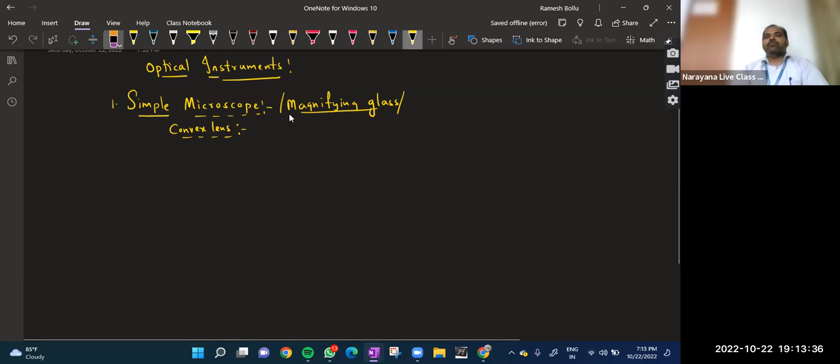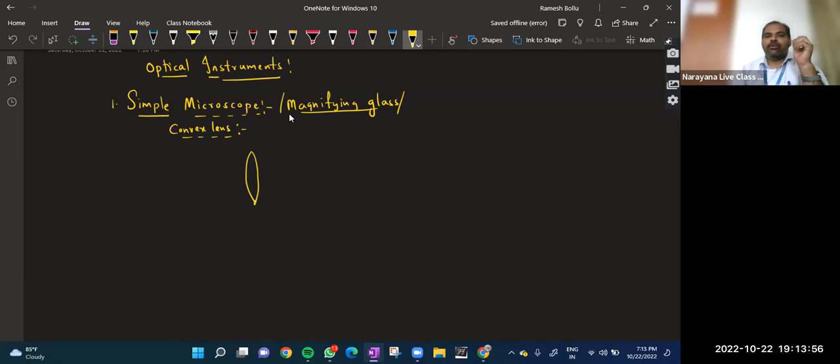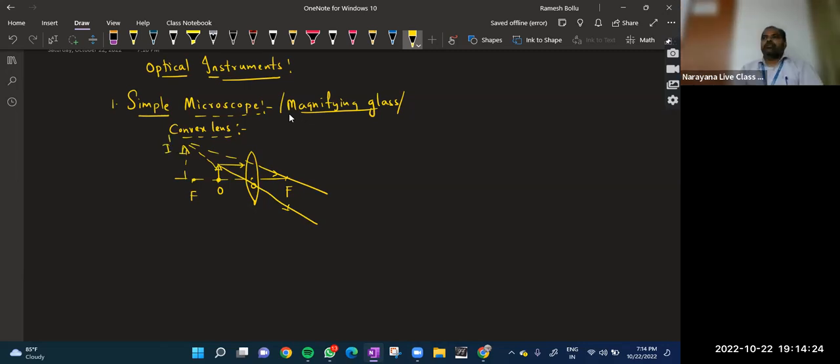What is the major purpose of the simple microscope? Come on, tell me. To magnify the image. If you are a librarian, as your age grows, you are unable to read the font size properly, no? Where do they have to keep the book? This is the point of focus. Where must the book be kept? Come on, respond. If the book is kept between the optic center and the point of focus, what will happen? One virtual image will form. What is the nature of the virtual image? Highly magnified. That's why, to magnify the image, you have to use an ordinary convex lens or simple microscope.